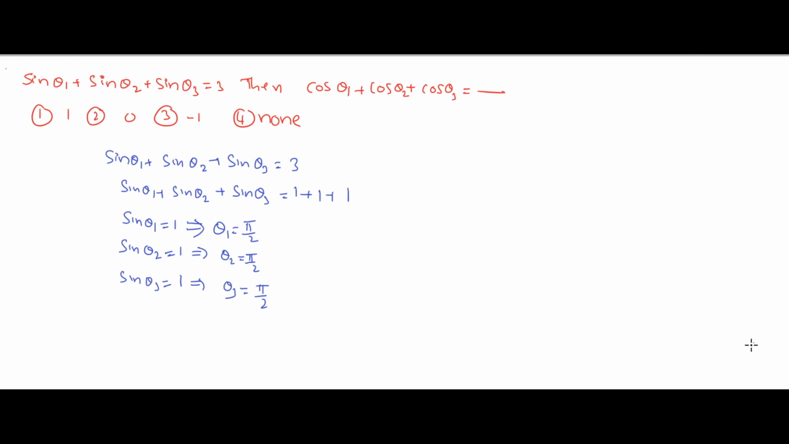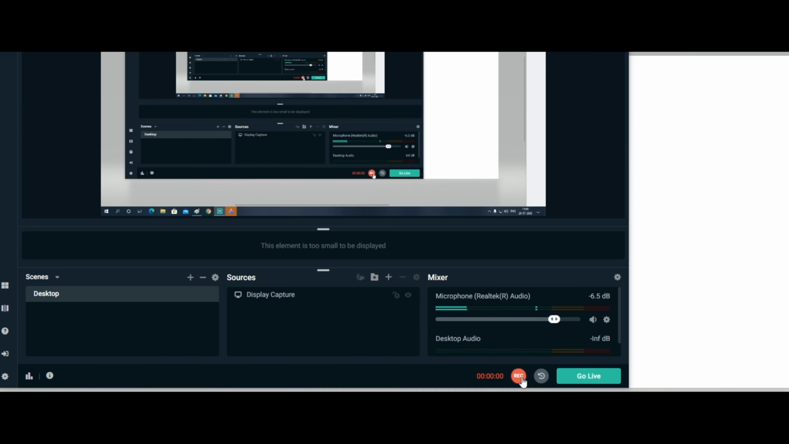Substituting theta 1, theta 2, theta 3 in this equation, that is cos theta 1 plus cos theta 2 plus cos theta 3 is equal to cos pi by 2 plus cos pi by 2 plus cos pi by 2, that is cos 90 is 0, so 0 plus 0 plus 0 is equal to 0. So the second option is correct.